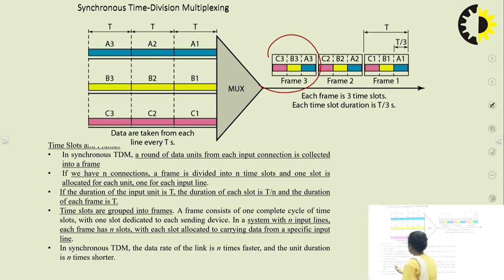These time slots are grouped into frames. A frame consists of one complete cycle of time slots from each of the devices that are connected. So if you have N input lines, then each frame will have N slots. And in case of synchronous TDM, the data rate of the link is N times faster, and the unit duration is N times slower.